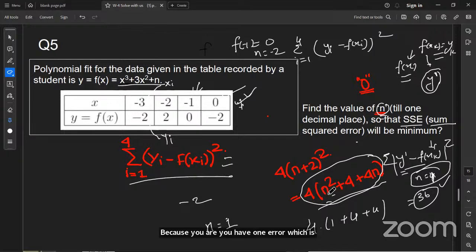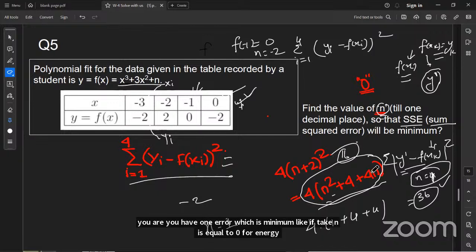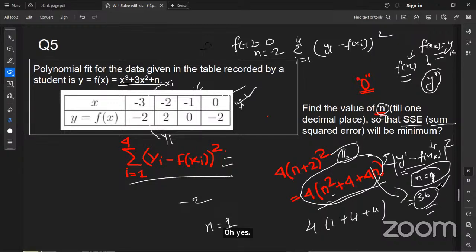Like if we take n is equal to 0, for n is equal to 0 you will get 16, right? This is less than this, so this is not minimum. But this is SSC as well, because you are just putting a different value of n and you are getting the error. Right?